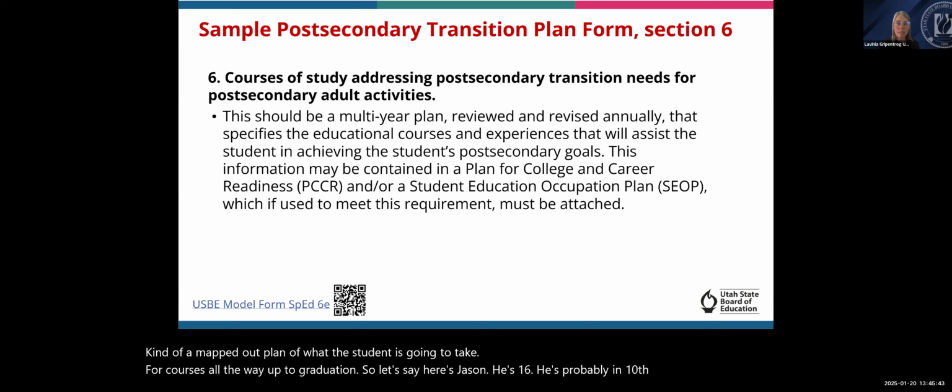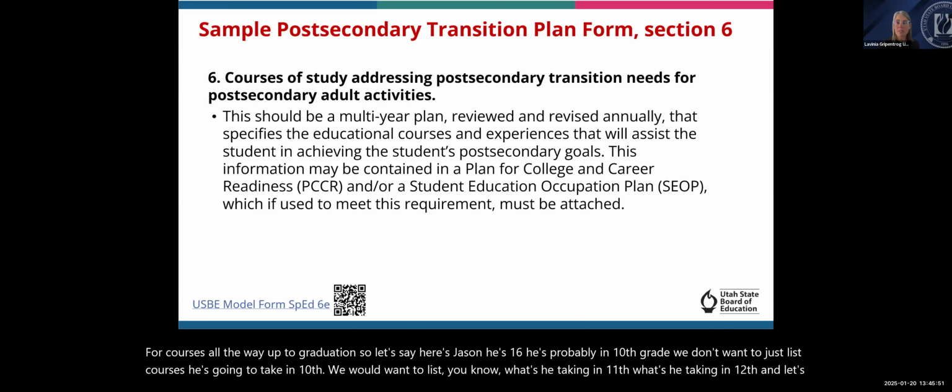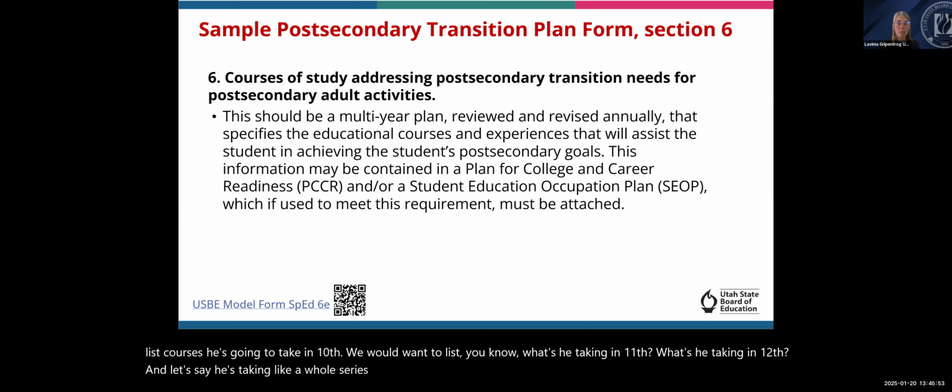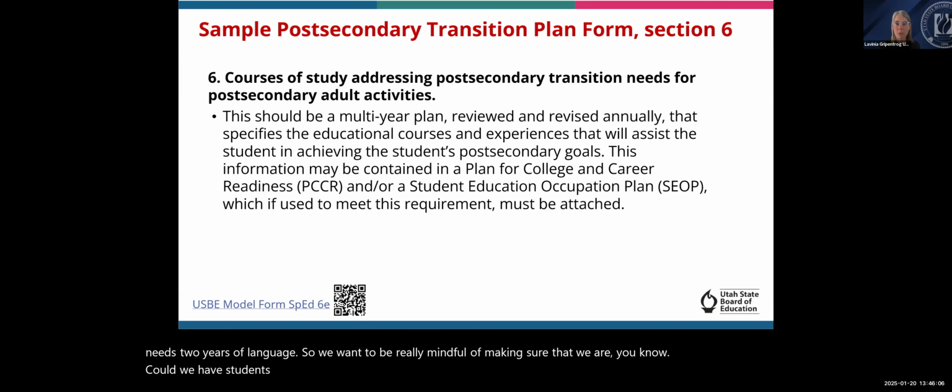We don't want to just list courses he's going to take in 10th. We would want to list what he's taking in 11th, what he's taking in 12th, and let's say he's taking a whole series of CTE courses, or he's got to take language because to get into college, he needs 2 years of language. So we want to be really mindful of making sure that students are enrolled in the right classes first and foremost for graduation, but also thinking about post-secondary education.